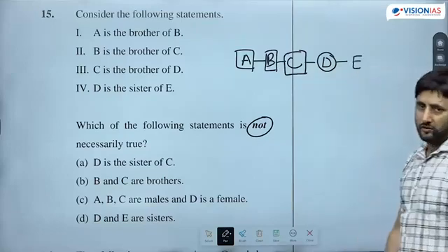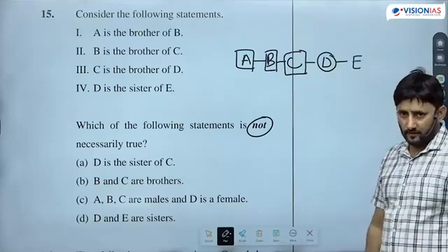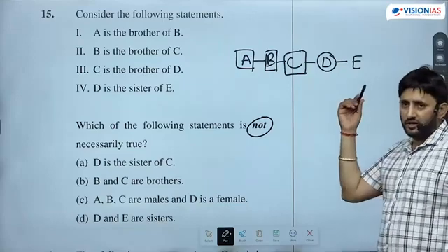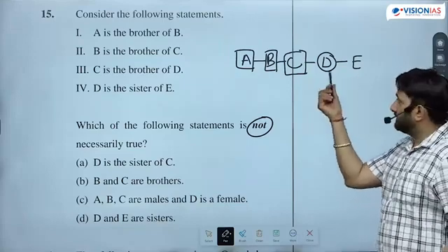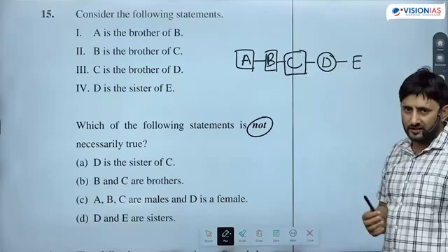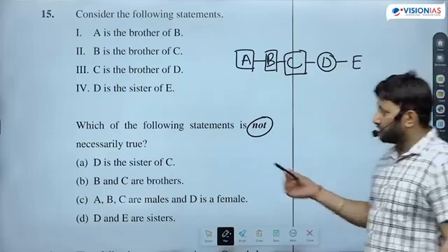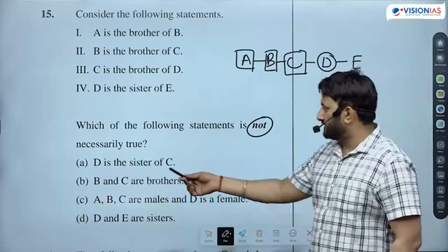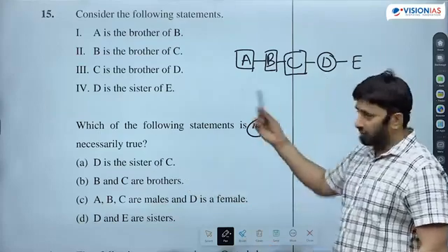तो बच्चे E क्या होगा यहाँ पे? E का जेंडर नहीं बता सकते ना हम, we can't tell the gender of E. E may be their sister or brother, two possibilities exist. So which of the following is not necessarily true? First, D is sister of C. Yes, D is the sister of all of them.